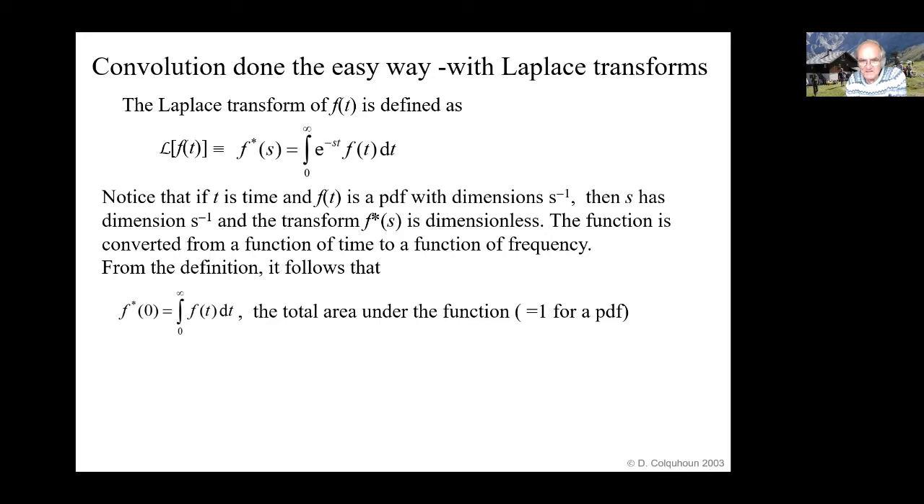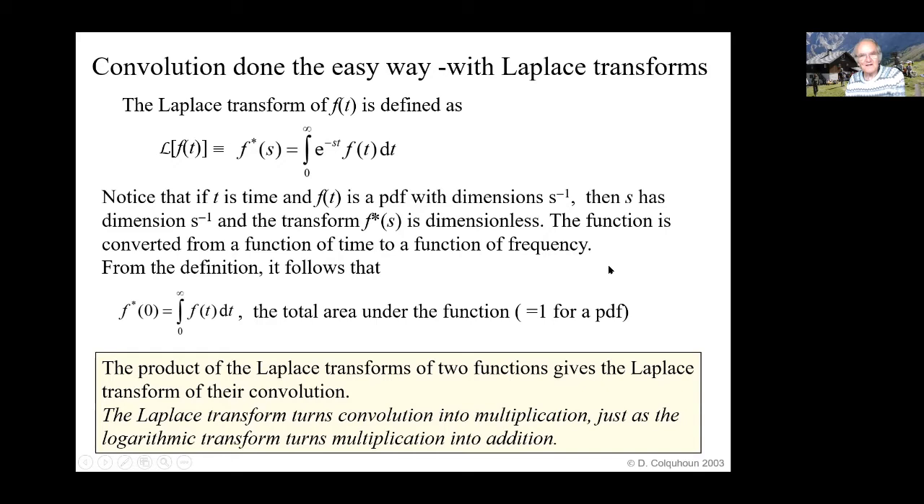But this is the really important trick you can do with Laplace transforms from our point of view. The product of Laplace transforms of two functions gives the Laplace transform of their convolution. In other words, the Laplace transform turns convolution into multiplication in exactly the same way as a logarithmic transform turns multiplication into addition. That means you can convolve things of arbitrary complexity by multiplying their Laplace transforms.